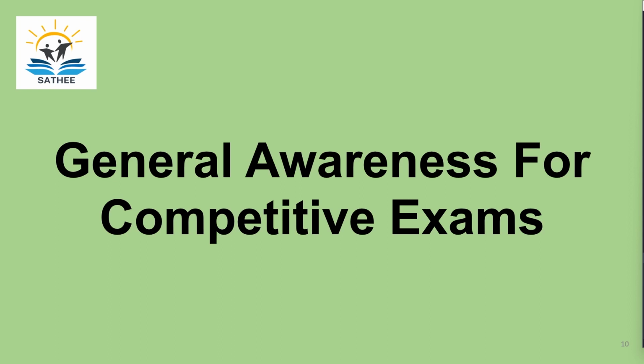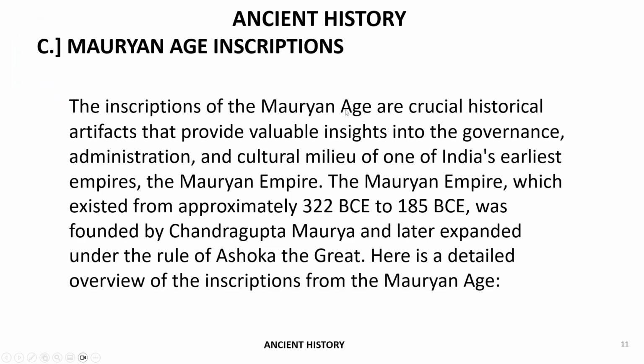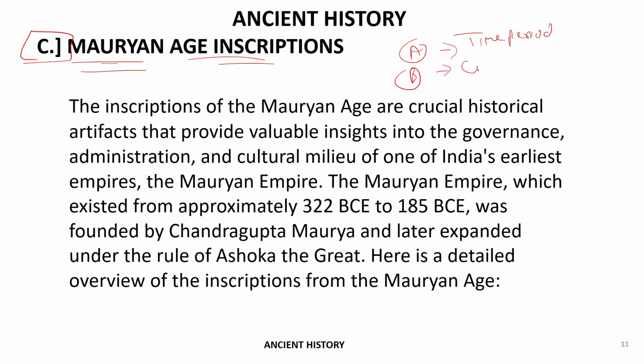Okay, so let's start. The first thing we are going to study today is the Mauryan age inscriptions. It is part three. The first part was about the time period, the second part was about the court poets, and this third part of ancient history is the Mauryan age inscriptions.